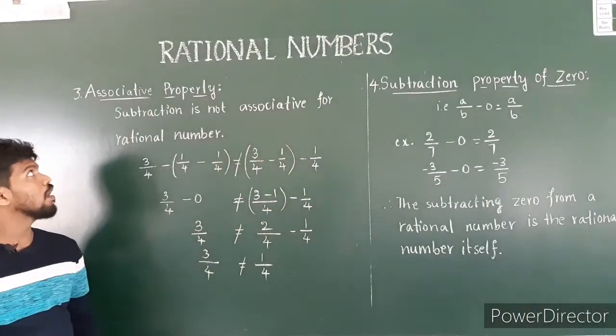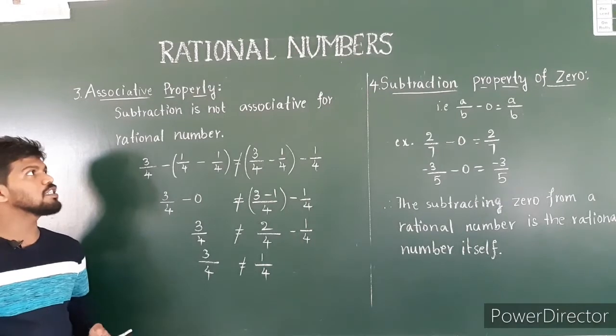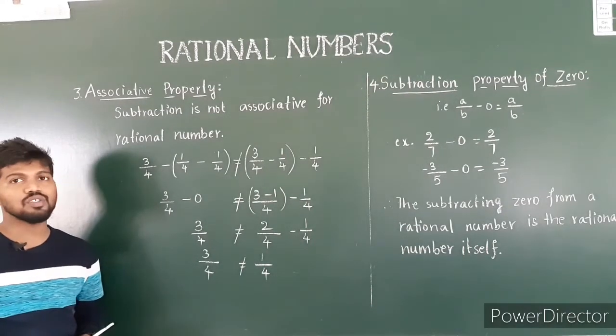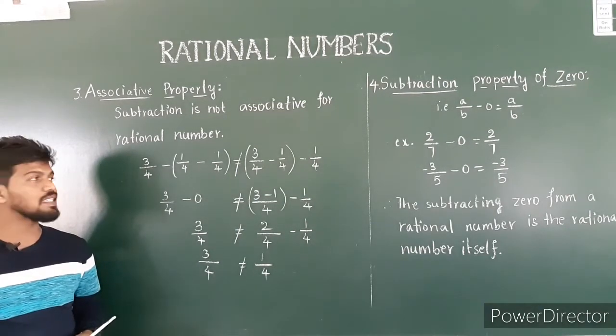Okay, next the associative property. Subtraction is not associative for rational numbers. Let's go through an example.